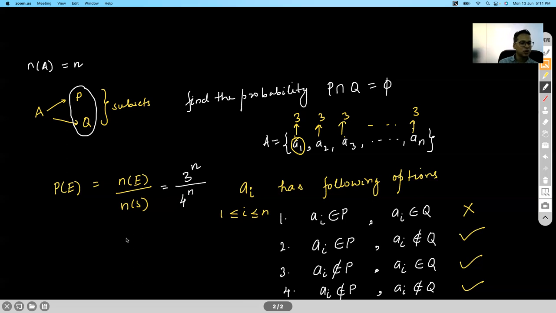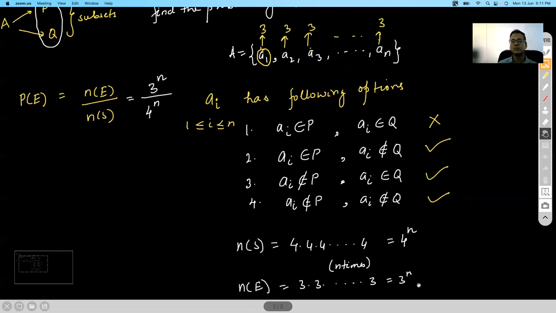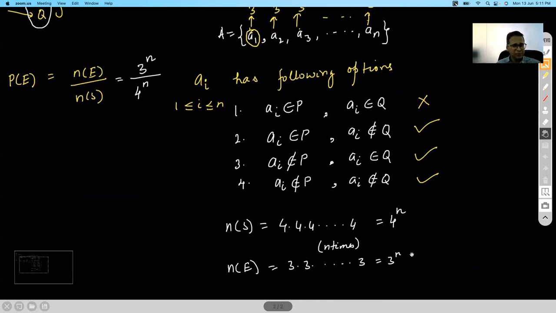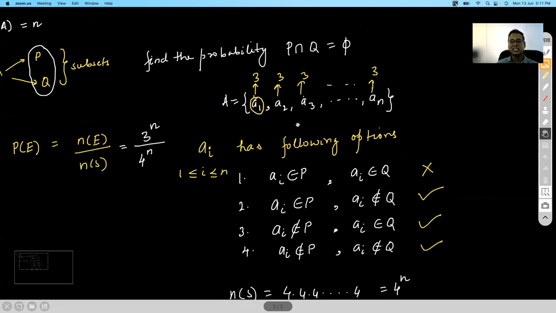Krish says, I dropped off. Could you please repeat what is 3 to the power n? Yes, 3 to the power n, Krish, is nothing but the total number of favorable events. Now, how did it become 3 to the power n? If that is the question, then let me explain this again.